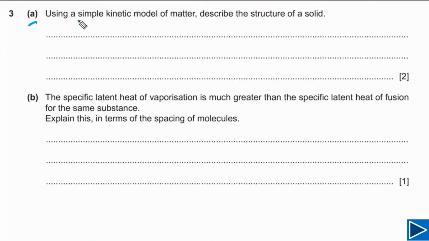For part A, we need to use the simple kinetic model of matter and describe the structure of a solid. This is a very basic question. We have to write down some points about the structure of a solid using the simple kinetic model. The first point is that particles in a solid are closely packed together. The second is that the particles in a solid vibrate about fixed positions. They do not change their positions. It simply means that the shape of a solid is fixed.